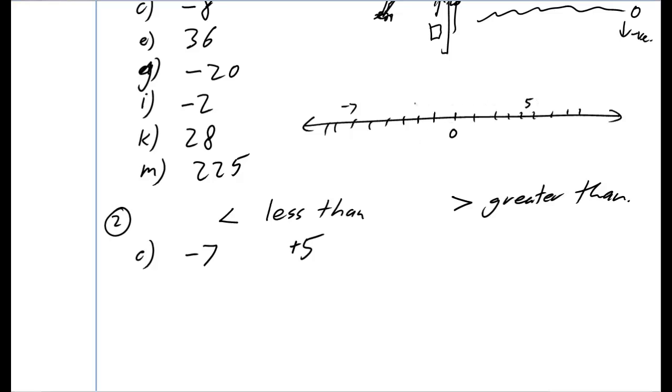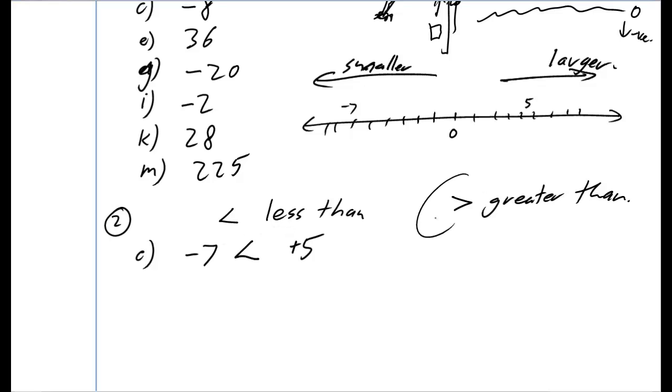The number that's furthest to the left, as you go to the left on the number line, the number is getting smaller. As you go to the right on the number line, the numbers are getting larger. So 5 is larger than negative 7. So negative 7 is less than 5 would be the correct symbol to use. You wouldn't use this one over here because negative 7 is not greater than 5. So you have to use this one.